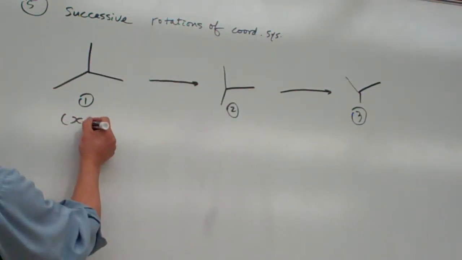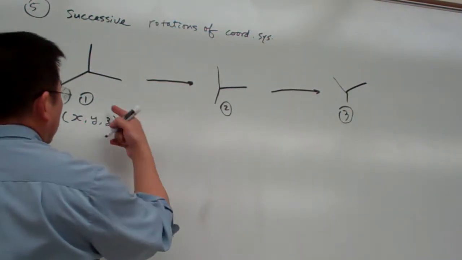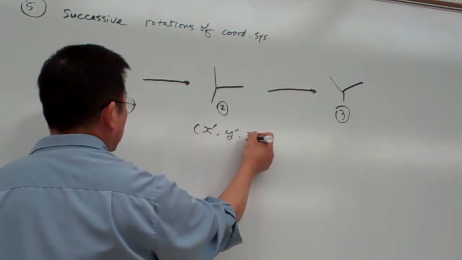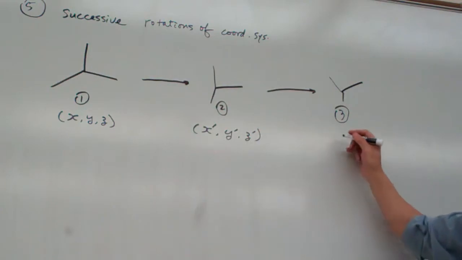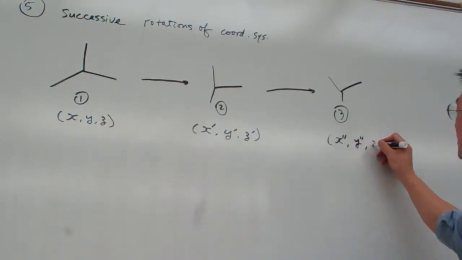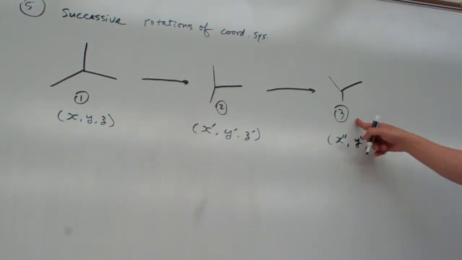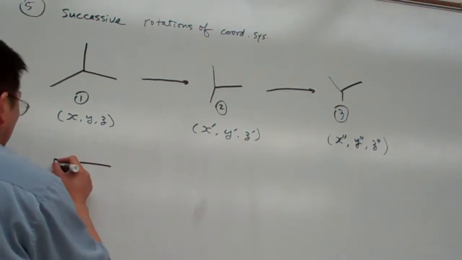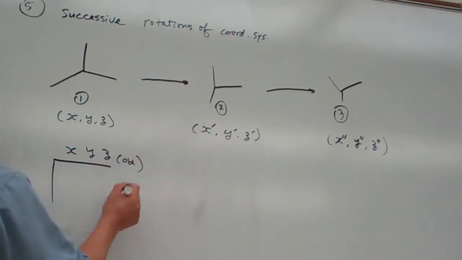So say, let me use x, y, z as the first coordinate system, and x prime, y prime, z prime as the coordinates corresponding to 2, and x double prime, y double prime, and z double prime for the coordinates of the third system. So from our equation, we know this x, y, z, that is the old one.